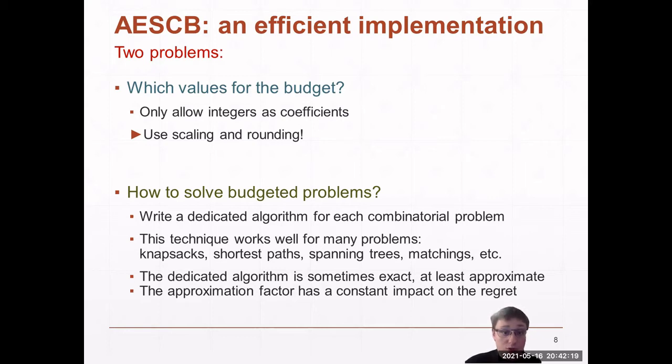Second, to solve the budgeted problems, we write dedicated algorithms for each combinatorial problem. This technique works very well for quite a lot of interesting combinatorial problems, such as knapsack, shortest path, spanning trees, or matchings. Usually, these new algorithms are exact, meaning that they can yield the exact solution to the budgeted problem, but not always. And if we cannot get an exact algorithm, we devise approximation techniques that give an approximation factor. This approximation factor only has a constant impact on the regret of AESCB. So that means that we are still approximately with the same regret as ESCB using our technique.